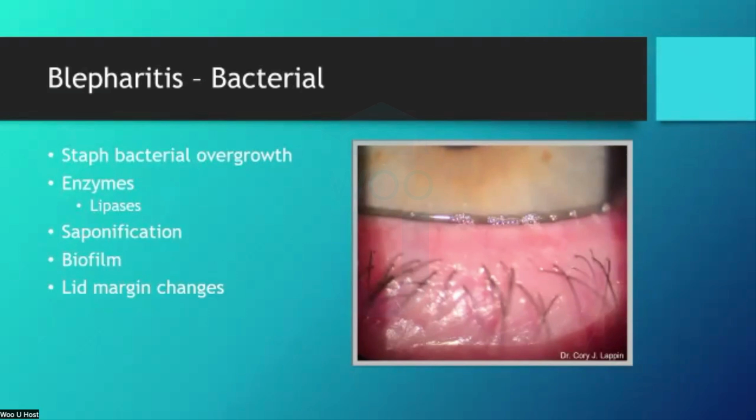And then over time, what do we get? We get lid margin changes, with lid notching and a scalloped appearance, and that's just due to chronic inflammation. But what happens then? Now you're going to start damaging the meibomian gland orifices, and now you're getting into more MGD. It's just this vicious cycle.